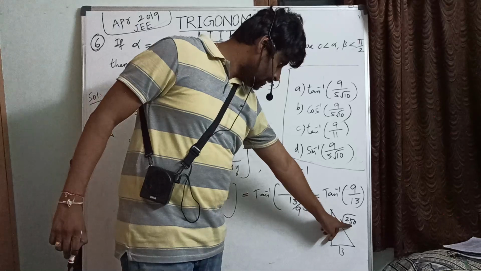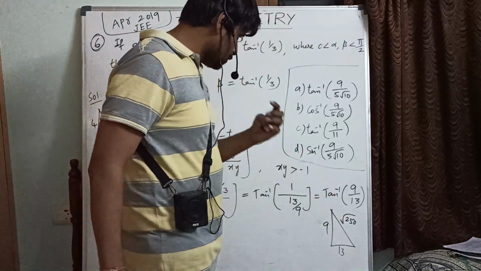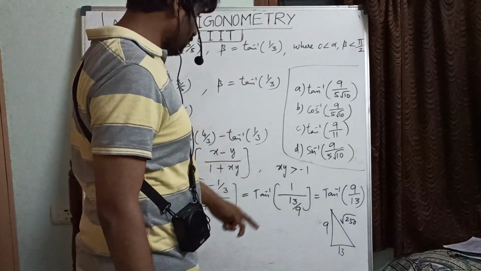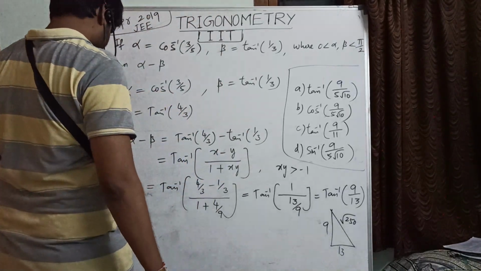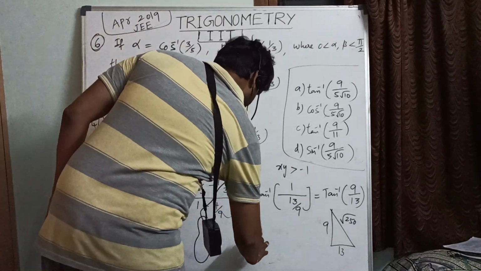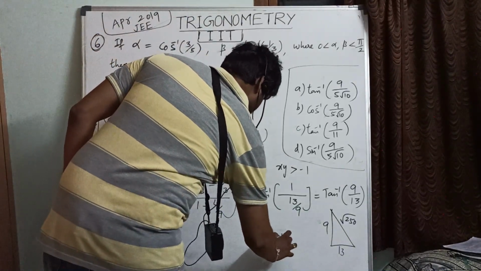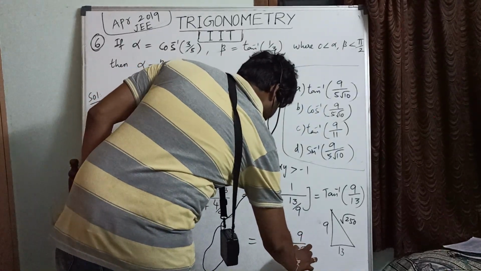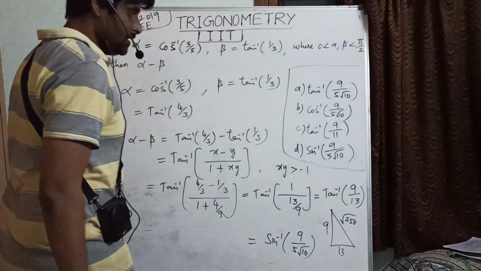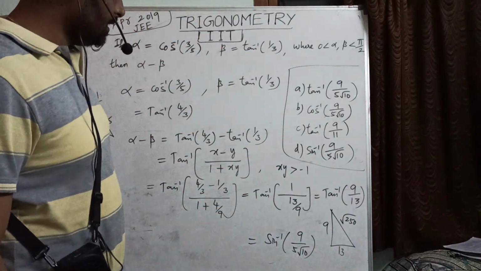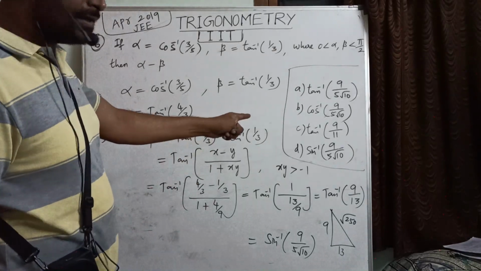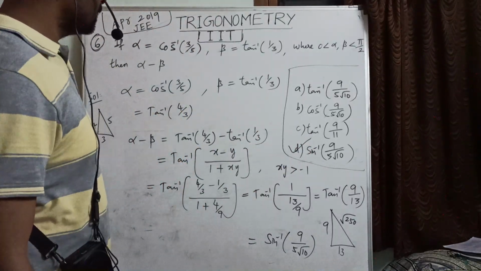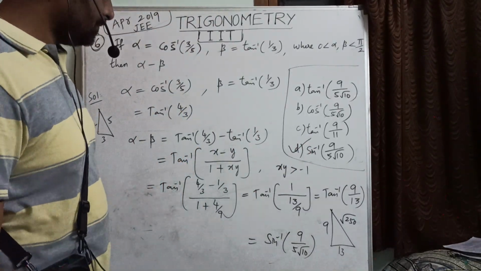Here 25 into 10 is 250. So that will be 5 root 10 we can write. So that will be sine inverse of 9 by 5 into root 10. Correct? 25 into 10 is 250 there. Clear? So which option is correct there? Option D. Clear? Hope you can understand that. Have a look at that.